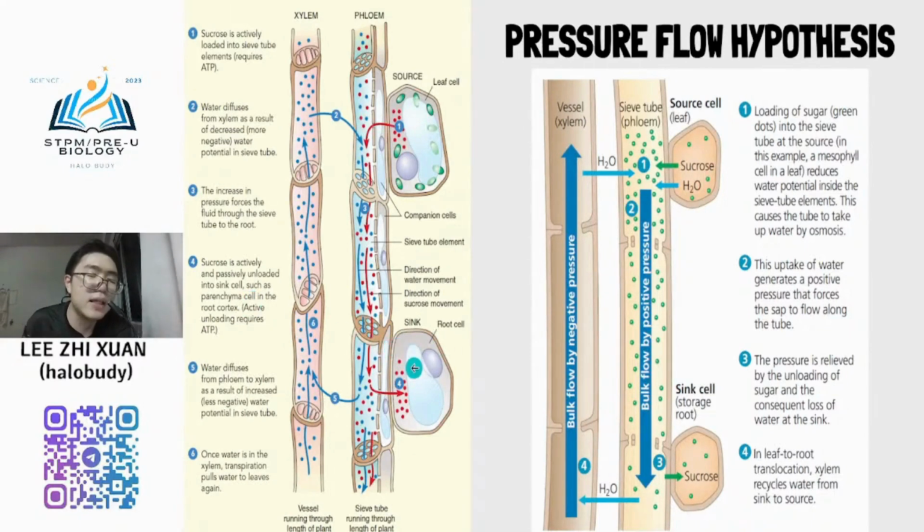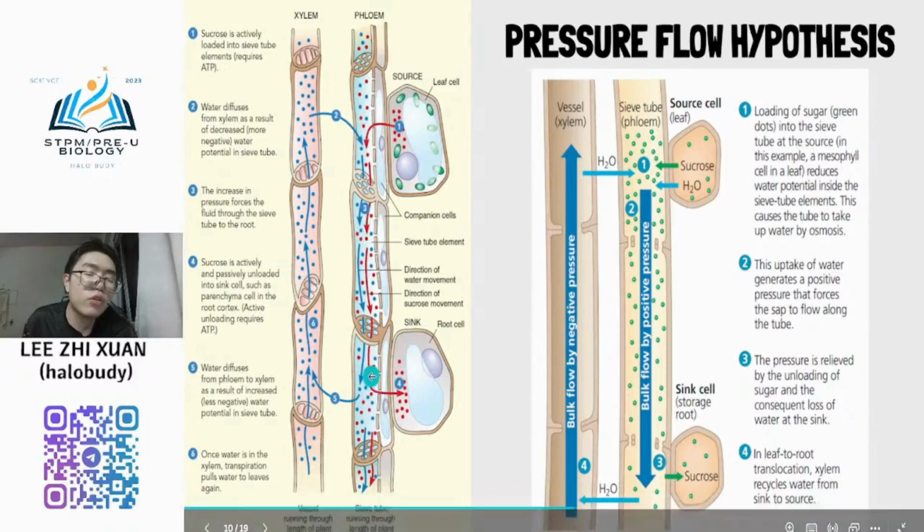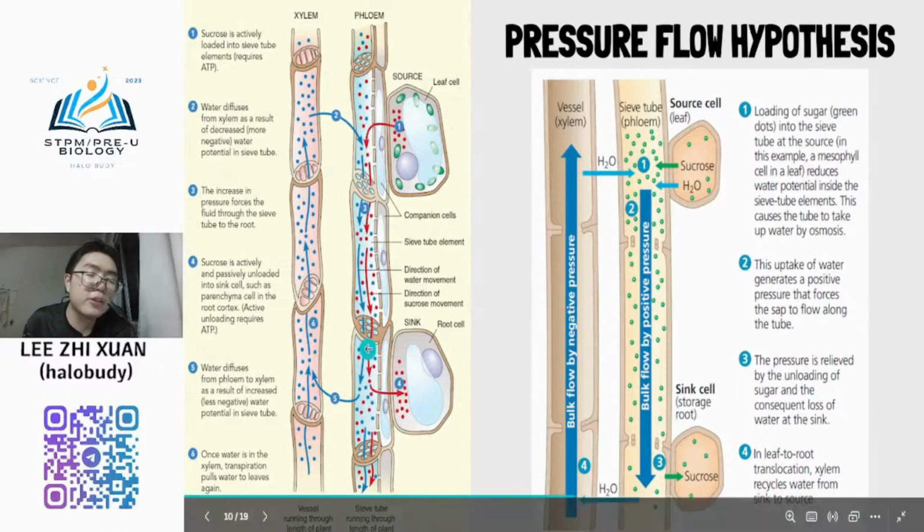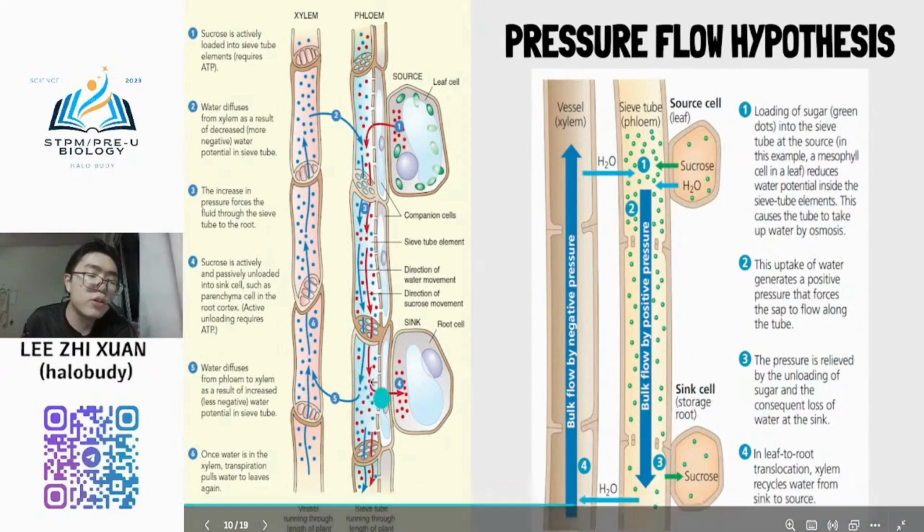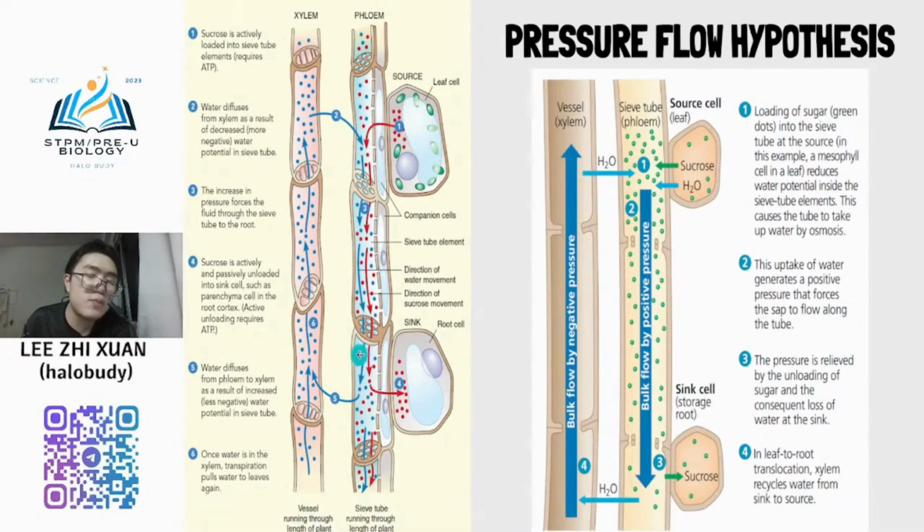So it depends on what kind of cell the unloading process occurs in. But for your syllabus, you don't need to know which type of cell uses active transport and which uses passive transport. You just need to know that both can occur inside the sink for the unloading process. Okay, so when your sucrose molecule has been unloaded into the sink, the solute potential is decreased and your water potential will be increased, so that water molecules from the phloem sieve tube will diffuse back into the xylem vessel again.